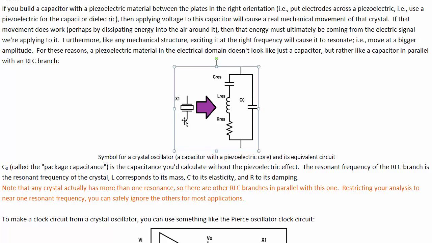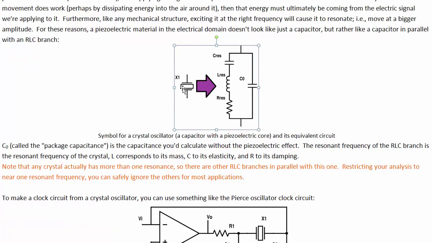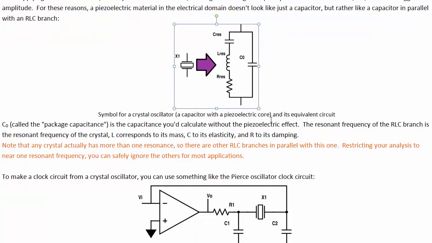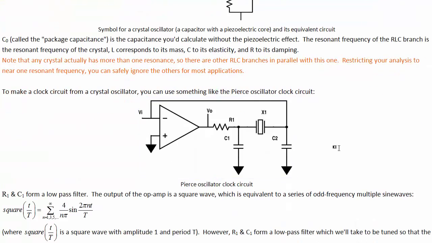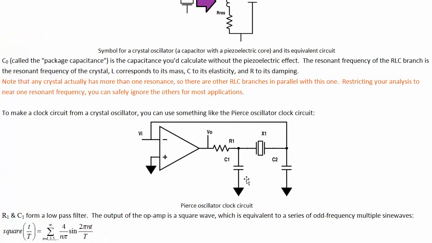So if you see this in a circuit, that means a quartz crystal. Looks kind of like a capacitor, and that's basically how you build them. You just put plates across this crystal in the right orientation. Now, let's look at how we can make a clock circuit from this. So what we want is to make this a clock circuit like the previous circuit.